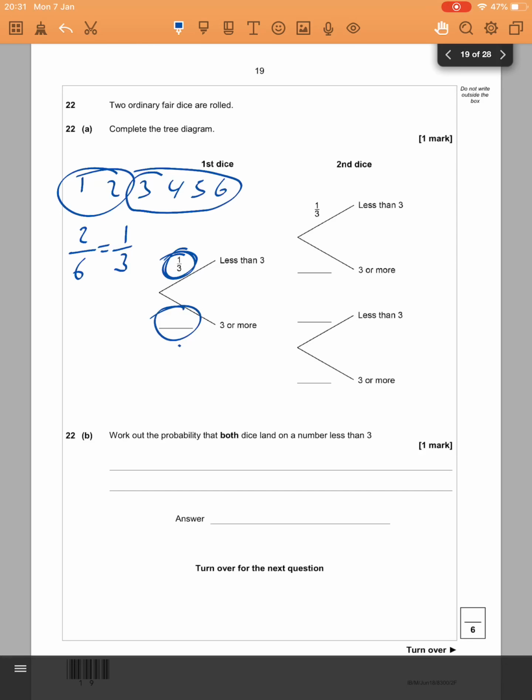22 part B. Work out the probability that both dice land on a number that's less than 3. So for both to land on a number less than 3, the first thing that must happen is this, and that has a probability of a third. And the second thing that must happen is this, which also has a probability of a third. So we've got 1/3 for the first roll and 1/3 for the second roll. You now have to think what you have to do with them to be able to find the probability of this happening and then this happening.